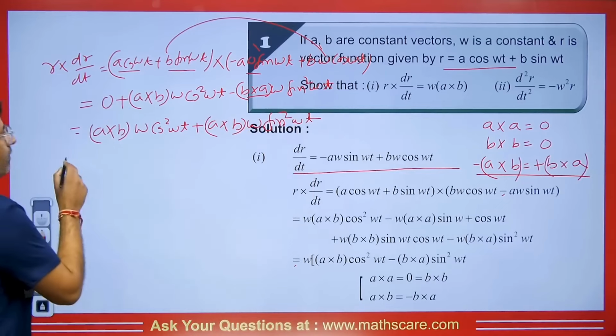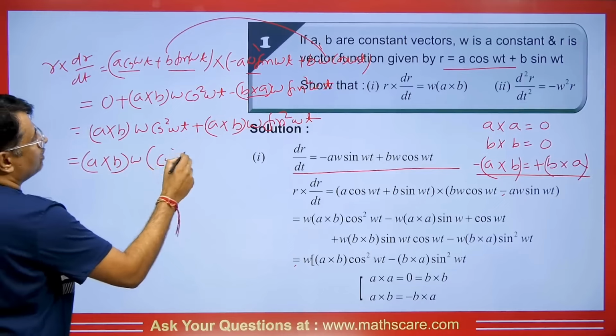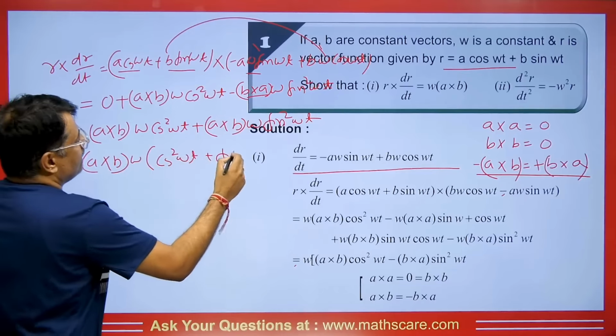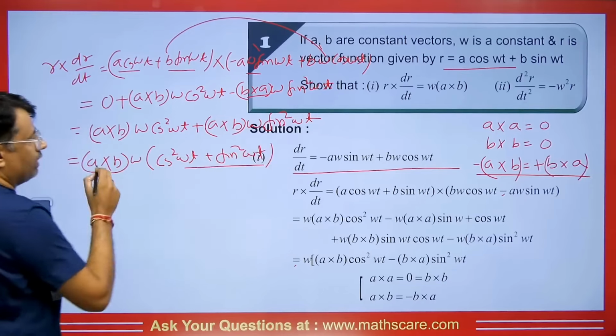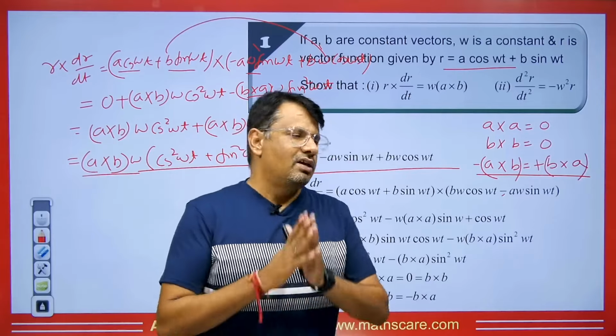Now you look here, students, we have A cross B. Omega is common. So students, we will get cos square omega t plus sine square omega t. We know that its value is 1. It's proved, right? So in this way, we can very easily prove this.